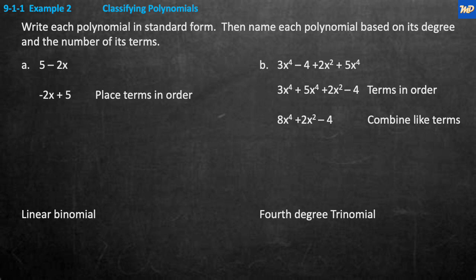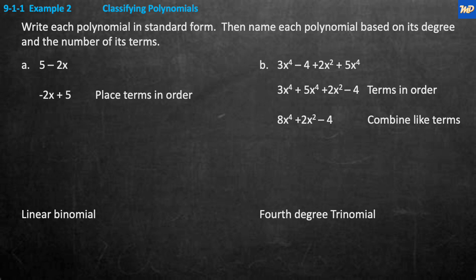Okay, classifying polynomials, for example, 2 here. It says, write each polynomial in standard form. Then name the polynomial based on its degree and the number of terms. We just went over that in that chart on the previous slide. So this one here, it says, put it in its standard form. So it's 5 minus 2x.